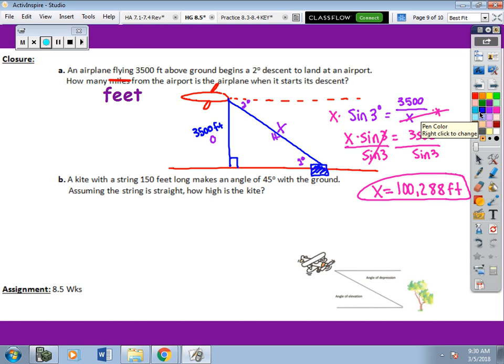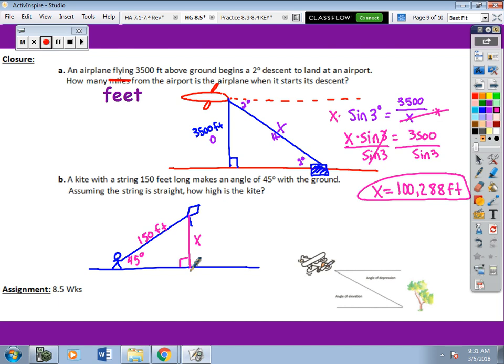The last one says we have a kite. The string is 150 feet long and it makes an angle of 45 degrees with the ground. Assuming the string is straight, how high is the kite? Now remember, if you're flying a kite, your kite is not going to be directly above you. It's going to be in the wind out somewhere over here. Okay. So the string, this is the string of the kite, that's 150 feet long. It makes an angle of 45 degrees with the ground. How high is the kite?